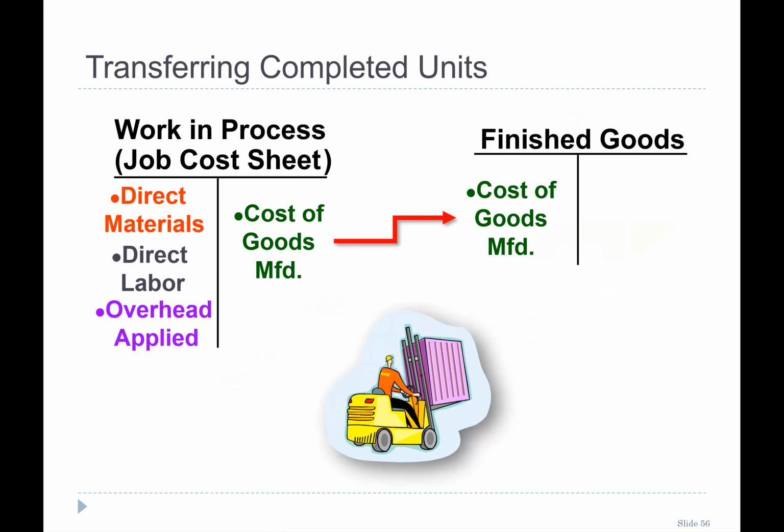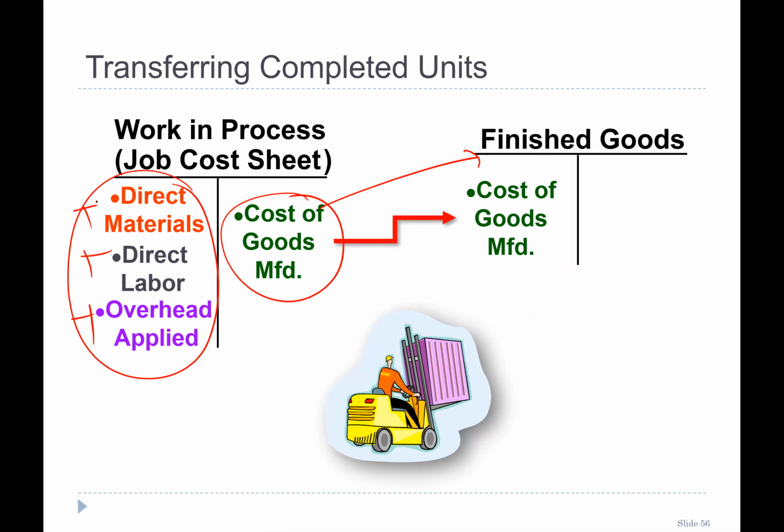And now here we go. So all these three, we call this cost of goods manufactured. When you add all this, we call this cost of goods manufactured, right? So this amount will go to the finished goods. Now we have completed our work in progress.